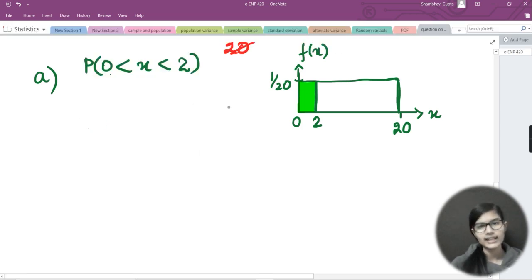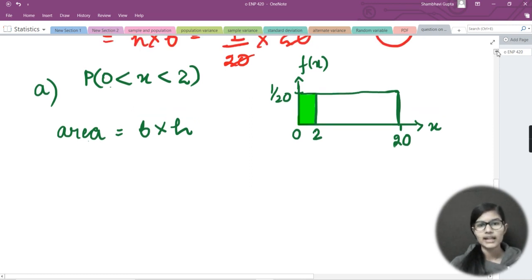area. And now for finding the area, we have the same formula, that is area is equal to base into height. But here what's the difference? In the previous example, my base was 20 and my height was 1 by 20, because we were not having any range. But now here I want to find between 0 and 2, right?